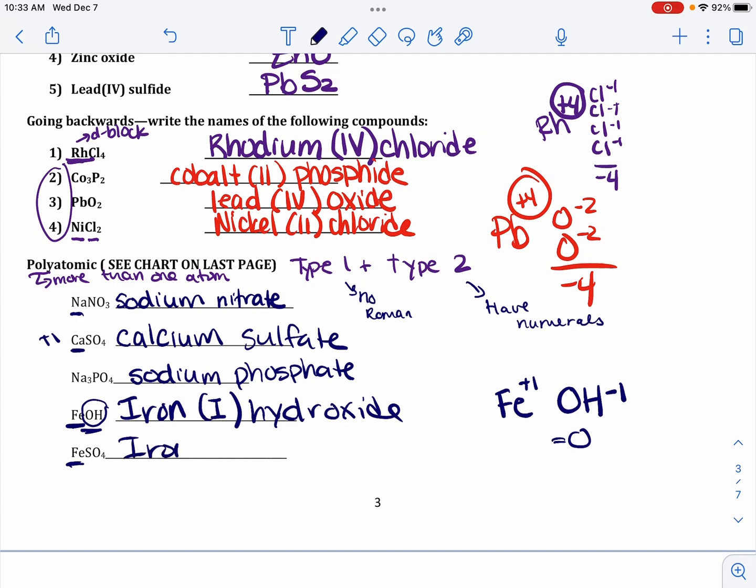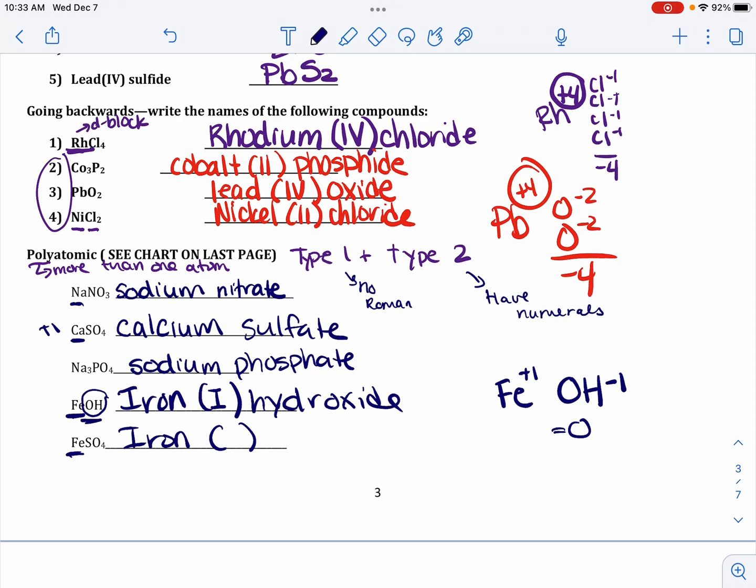For this one, I'm going to look up SO4, which we already looked up, and we know that's sulfate. On the periodic table, sulfate is SO4, and you'll see there's a -2 charge. So I know it's iron something sulfate. If sulfate is -2, in order to cancel that out, iron must be +2. So it would be iron 2 sulfate.